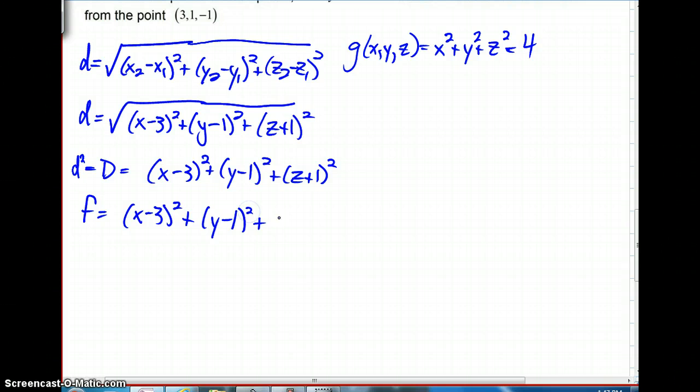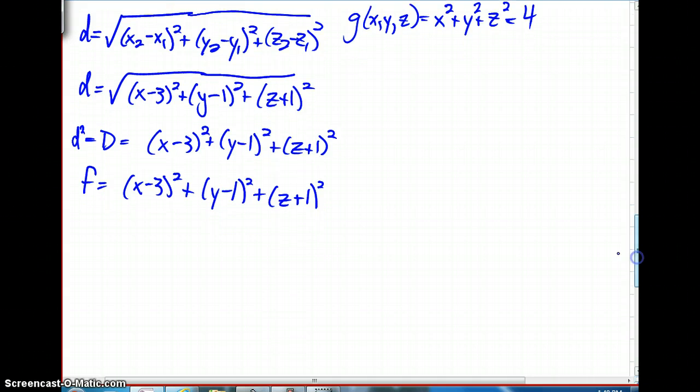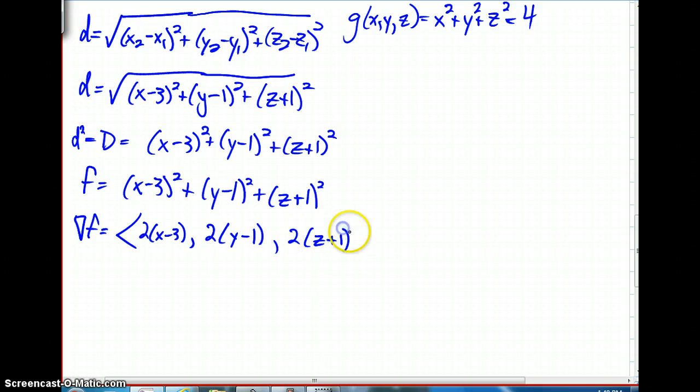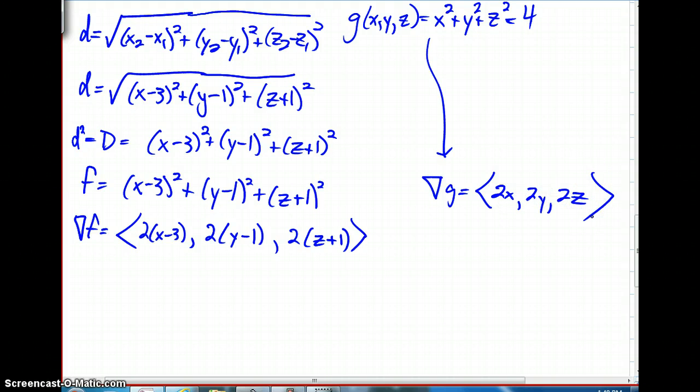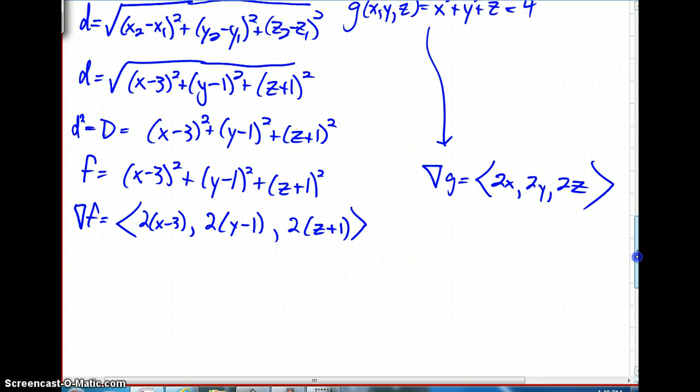What's just so nice in this regard is that we don't have to go down to 2 variables. Very, very quickly we can take a look at the gradient of f. Gradient of f would be 2 times (x minus 3), 2 times (y minus 1), and 2 times (z plus 1). And taking a look at the gradient of g, well, the gradient of g is 2x, 2y, 2z, of course taking our derivative with respect to x, y, and z in those respective components.